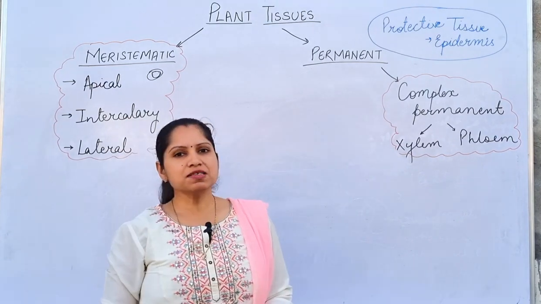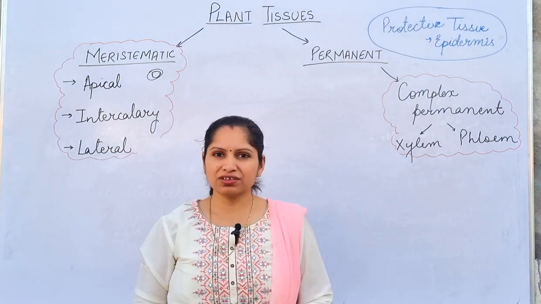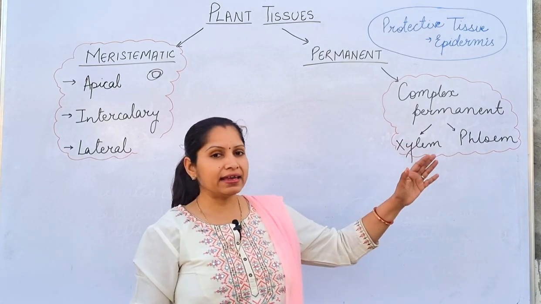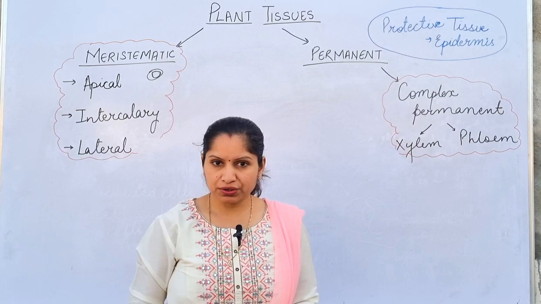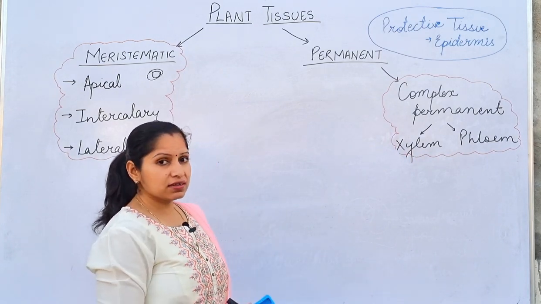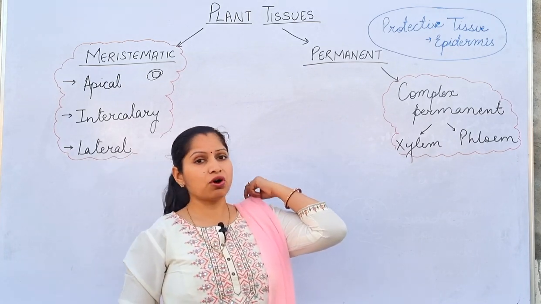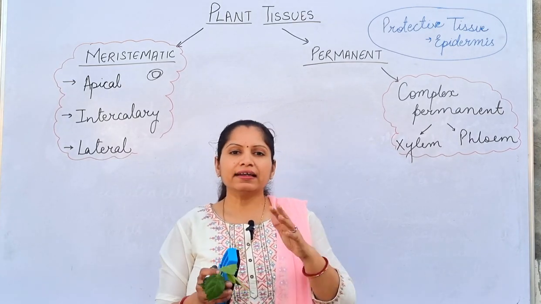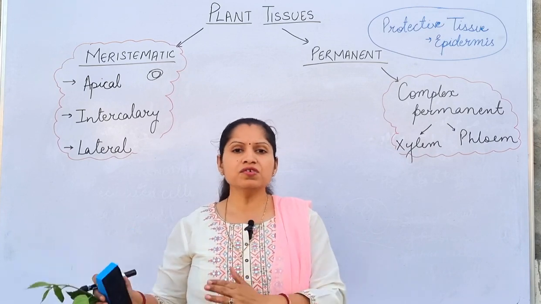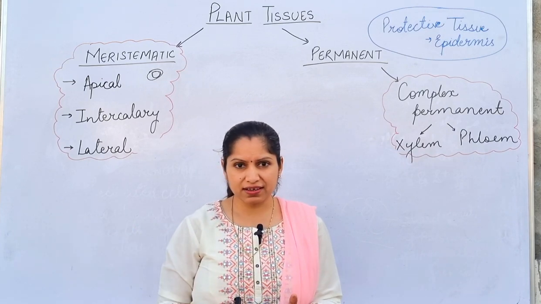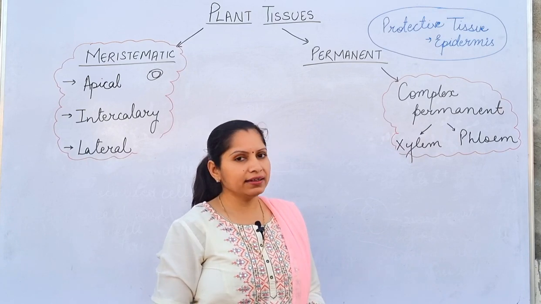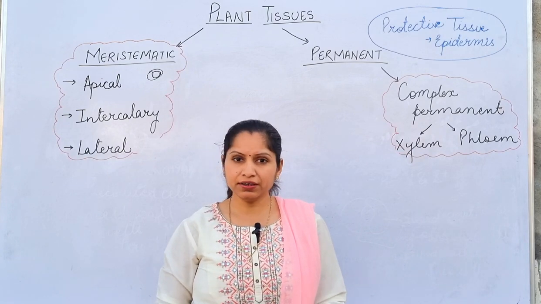Now we have the last part of the plant section, that is complex permanent tissues, xylem and phloem. Okay, so now let's have a look about xylem. Xylem is a complex permanent tissue. I told you complex permanent tissues means that these tissues are formed from more number of cells. Different types of cells are there and they perform a same function, then they are known as complex permanent tissue.